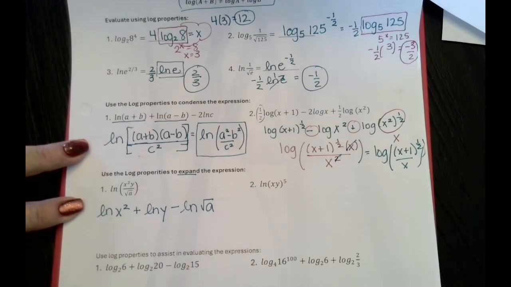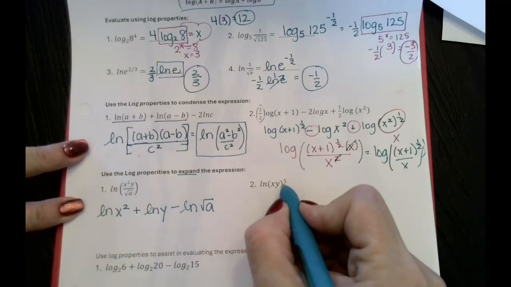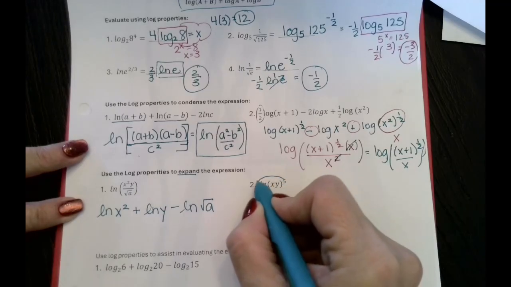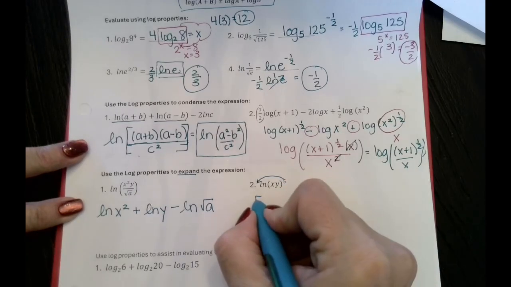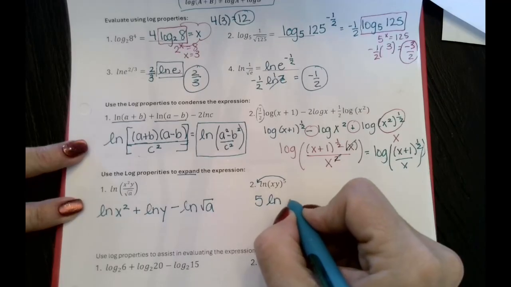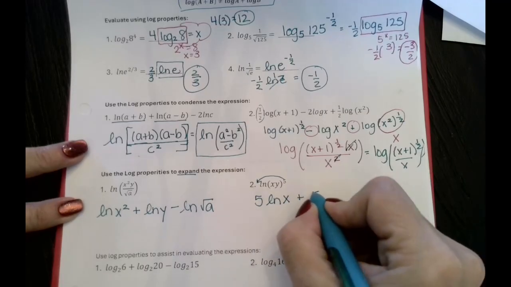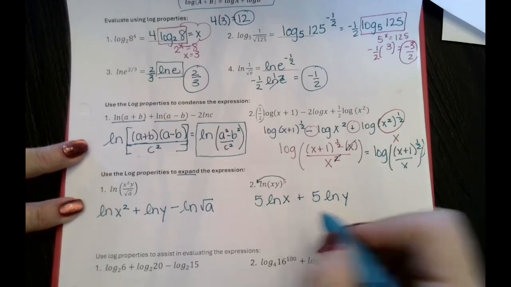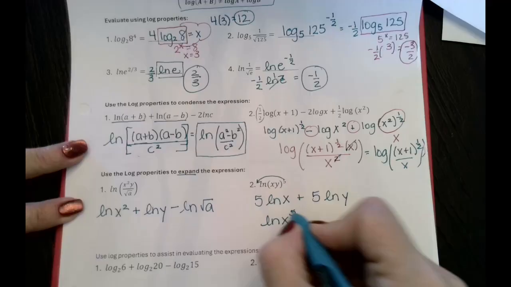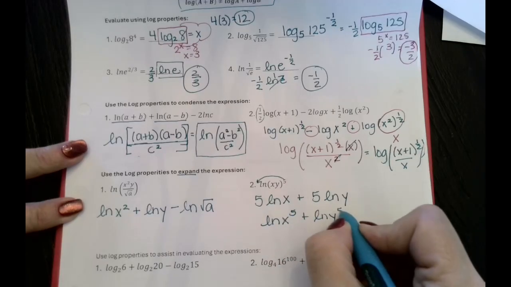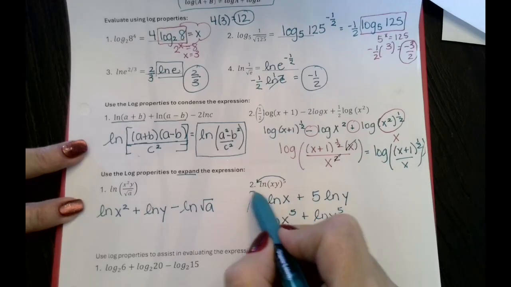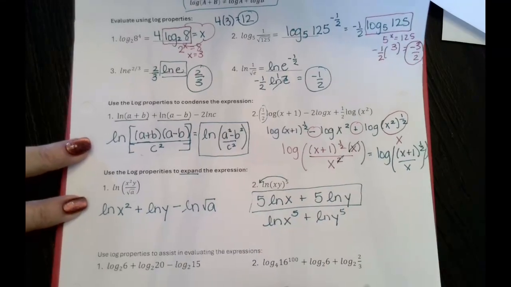Okay. If I look at this one, I have this power out here to the fifth, and if I want to expand this, it's like saying I'm going to take this 5 and plug it out here in front. So I would have 5 ln of x plus 5 ln of y. Now, I could also write this as ln x to the fifth plus ln y to the fifth, but if we want to fully expand that property, this is basically fully expanded.